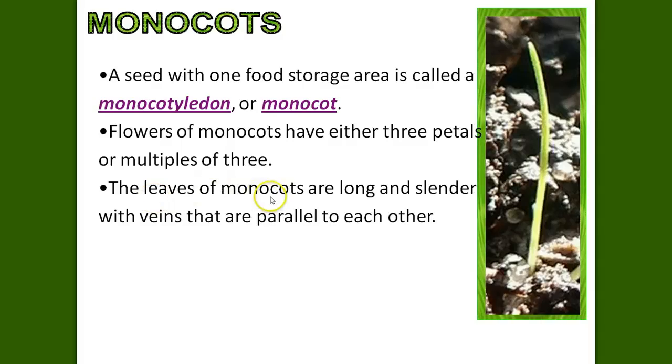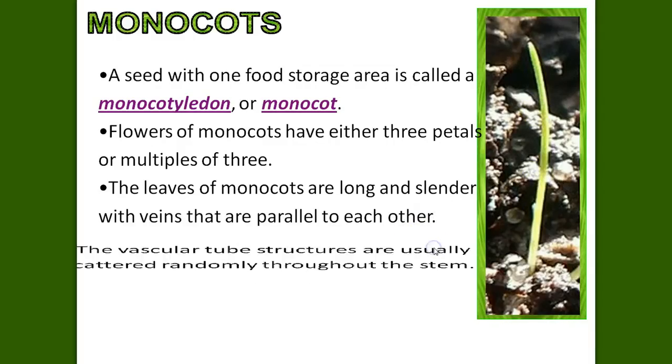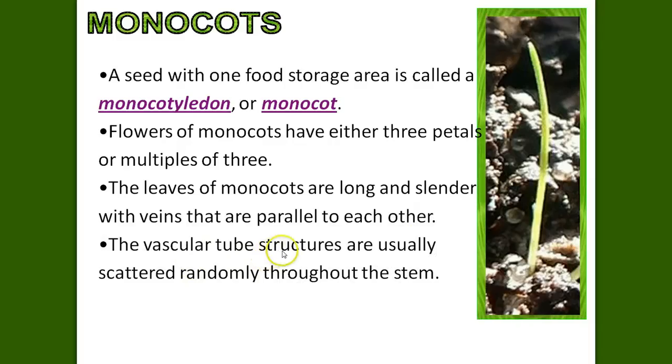The leaves of monocots are long and slender with veins that are parallel to each other. So they're long and slender leaves, and the veins are real close to each other. The vascular tube structures are usually scattered randomly throughout the stem. We're going to show you pictures of this in just a moment.